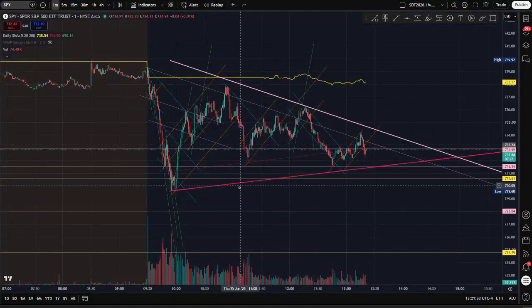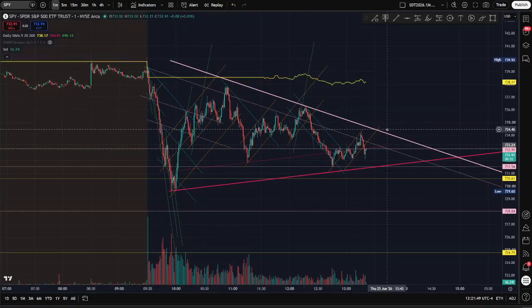You could see that price started the day with some strong sellers. The buyers defended this level right here, which is SPY 730. And now we're basically ping-ponging inside of this wedge.